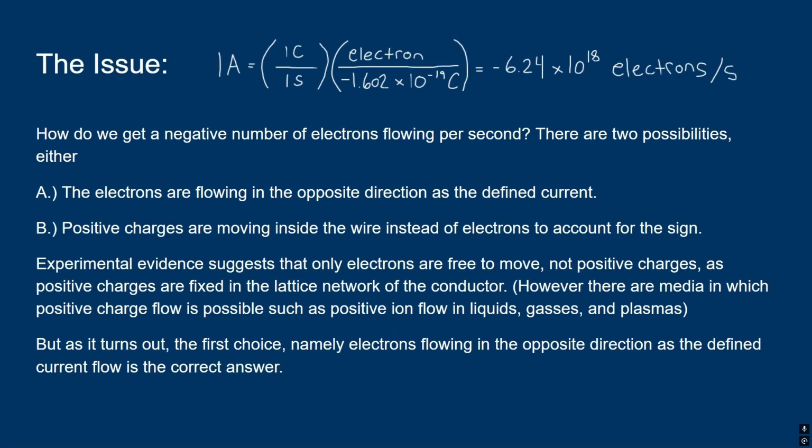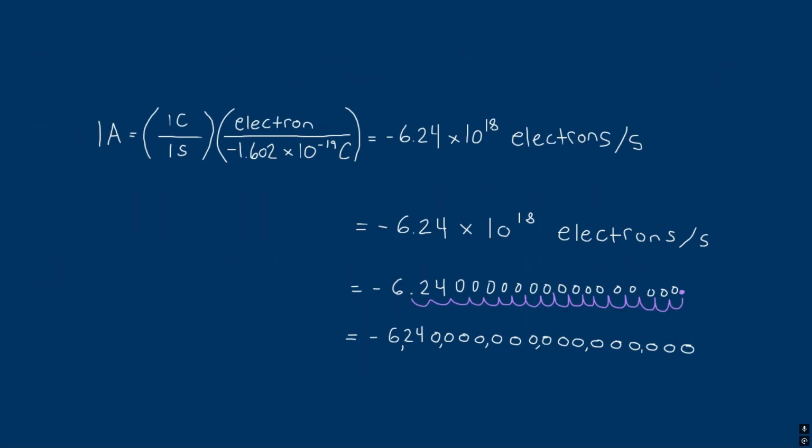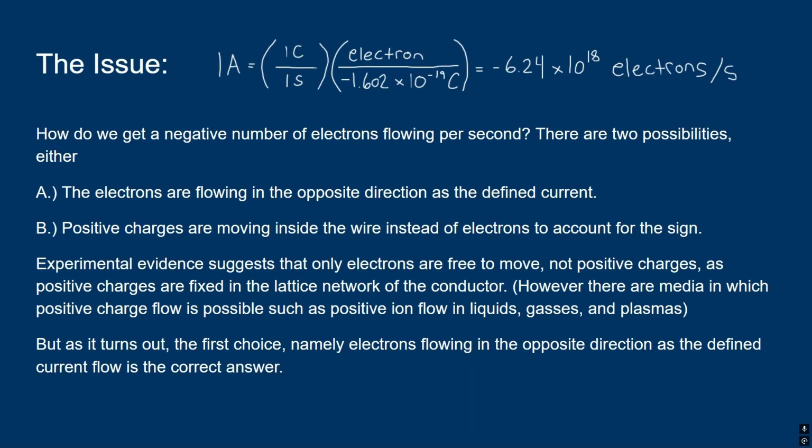But now there's another issue, because look at this number, it's a negative. How do we get a negative number of electrons flowing per second? What's going on? Well, there are two possibilities. A, the electrons are flowing in the opposite direction as the defined current, or B, positive charges are moving inside the wire instead of electrons to account for that sign.